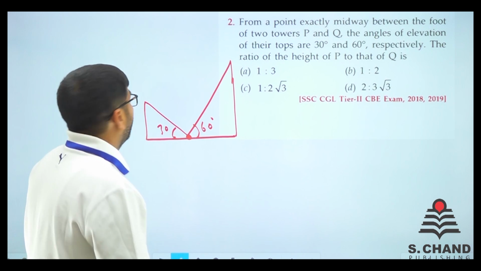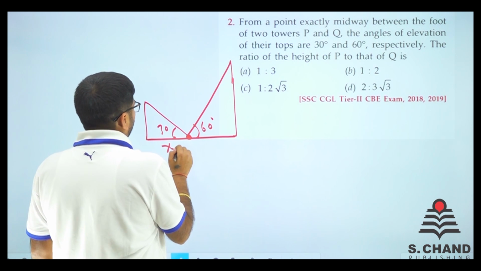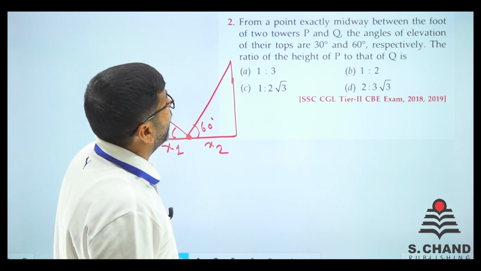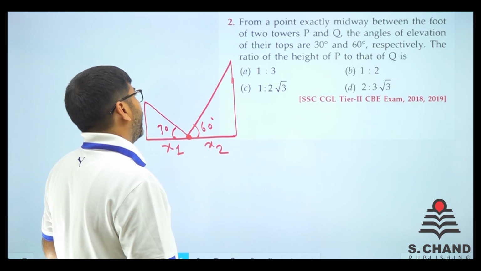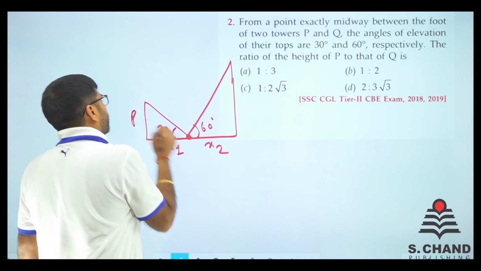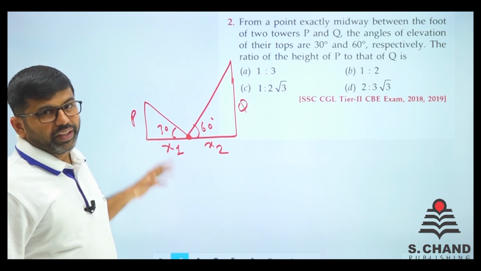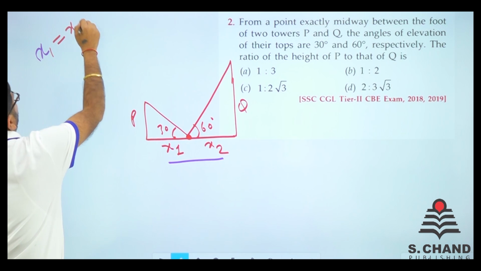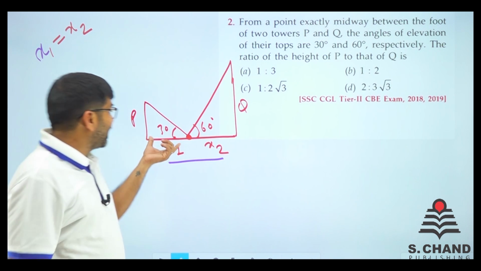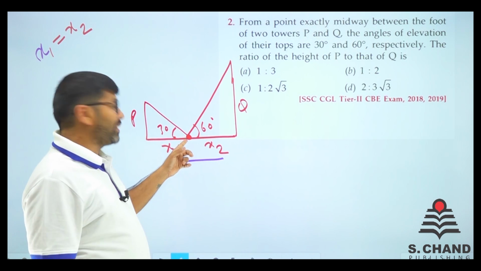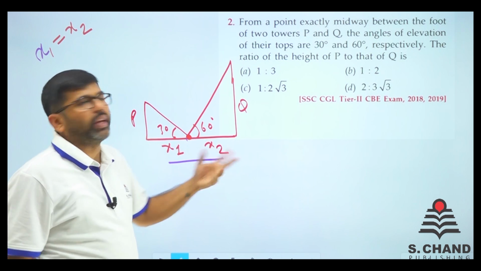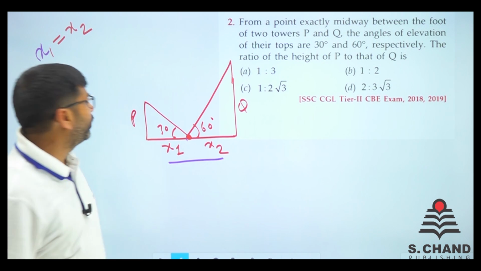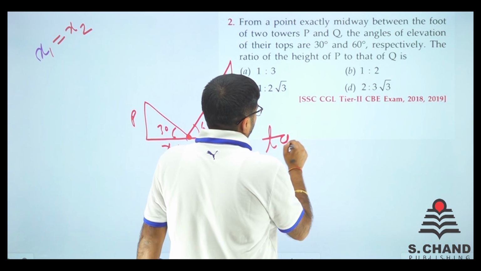That is given. Say for example this is x1 and this is x2. The angles of elevation are given, and we need the ratio of the heights of P and Q. So this is P and this is Q. We know very well that x1 is equal to x2, because this is exactly midway. So this x and this x are the same. From this triangle, we have tan theta.